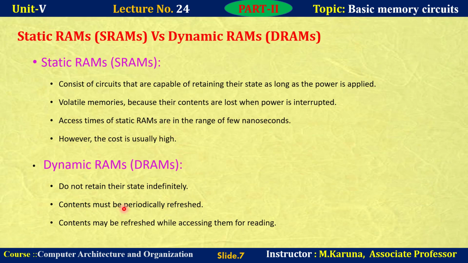Coming to the dynamic RAMs, they do not retain their state indefinitely, and contents must be periodically refreshed. And also, contents may be refreshed while accessing them for reading. That is the difference between SRAMs and DRAMs.